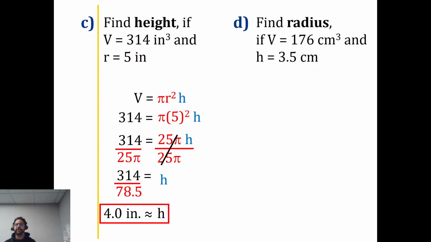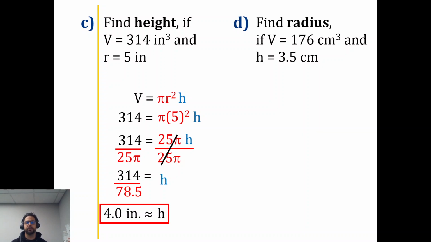All right, finding the radius, very similar. Again, decimals really don't concern us because you're using a calculator, so don't get all weirded out that the height is 3.5. That's okay. Just use what you got. So for example, if your volume were to say 175.89 or whatever, don't worry about the decimals. Just use them as is.